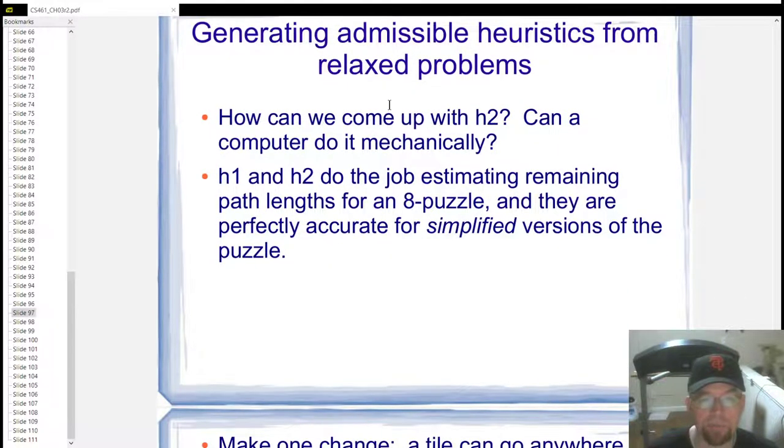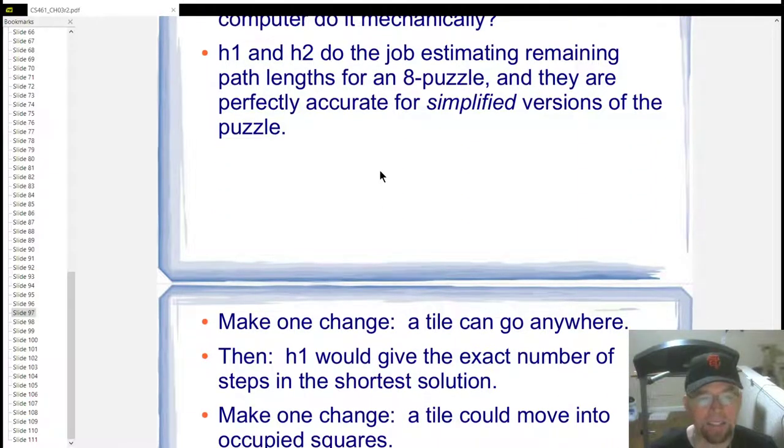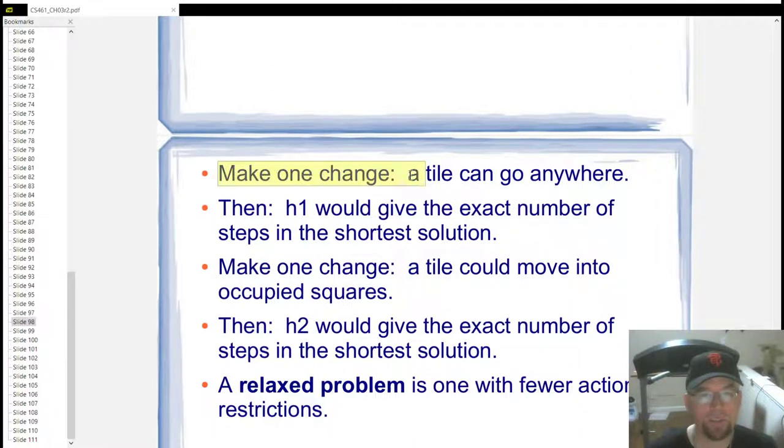You can even play around with this. You can tweak this a little bit, and mess around with the heuristics and relax some of the requirements, right? So for H1 and H2, we were saying the tiles can only move a certain way. They can't go diagonal, they can only go north-south, and two tiles can't occupy the same space, right? But if you relax that, if you make just one change, you say a tile can go anywhere, even if it's already occupied, or it doesn't have to go just one tile down or one tile over, right?